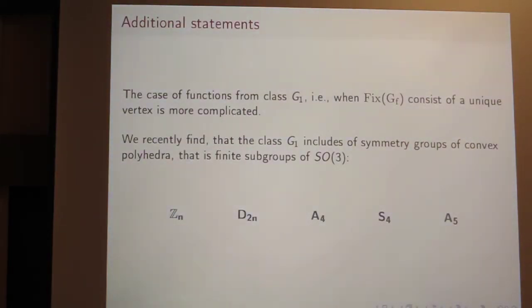The case of functions from class G1, when fixed gamma F consists of a single vertex, is more complicated. But we recently found that the class G1 includes symmetry groups of convex polyhedra, that is, finite subgroups of SO3: one of these is Z, D_n, A4, S4, A5. A are alternating groups, and S4 is the symmetric group. It includes symmetry groups of convex polyhedra.